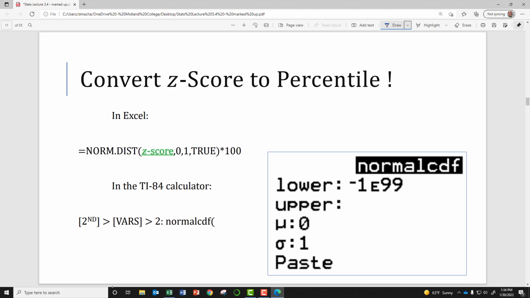So if you want to convert between z-score and percentile, and most of the time we can calculate our z-score, and then we want to convert our z-score into a percentile, there's a way to do this that you can use in both Excel and in your TI-84 calculator. I'll just briefly demonstrate both of those to you. Starting with Excel, if I can get Excel to load. Almost there. So Excel, there's a formula. It's norm.dist.